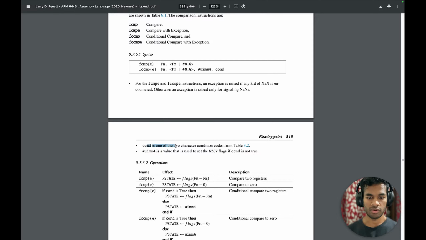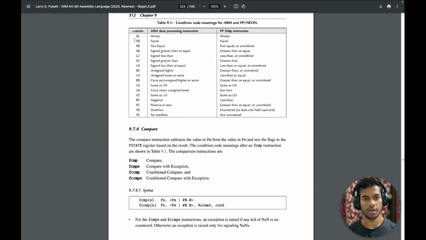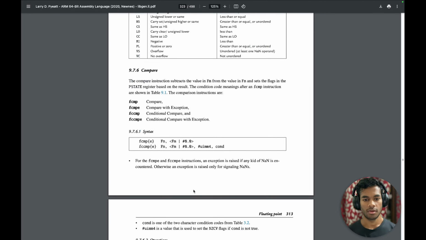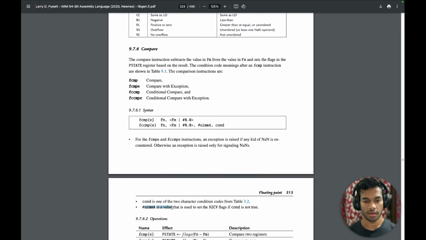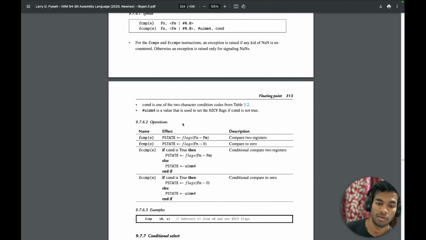Okay, condition is one of the two character codes from table 3.2. Yeah, and only like where I have a lot of them, I can only choose one of them, which consists of two characters. Okay, and nzcv is an unsigned immediate 4-bit value to set the flags if condition is not true. If condition is not true, then I can set the flags. That is also crazy, yeah, of sorts.